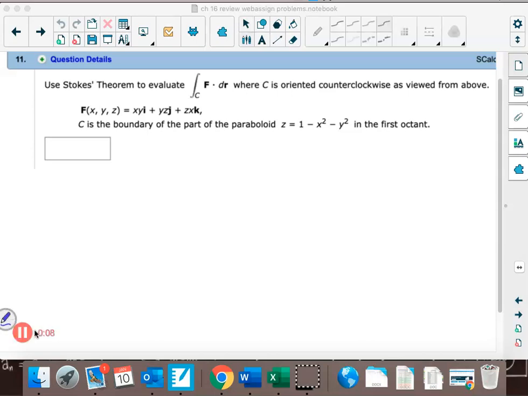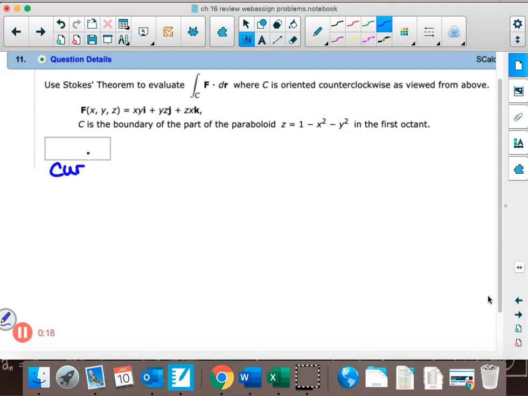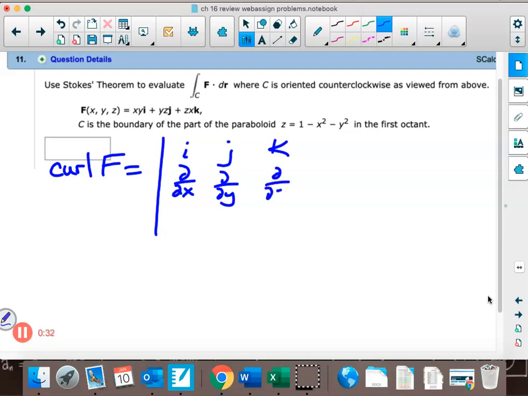So the first thing we have to find is the curl. So we're going to do curl F. I, J, X, Y, Z, X, Y, Y, Z, Z, X.